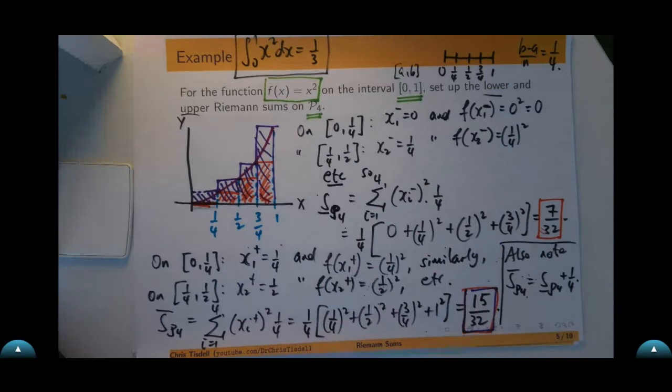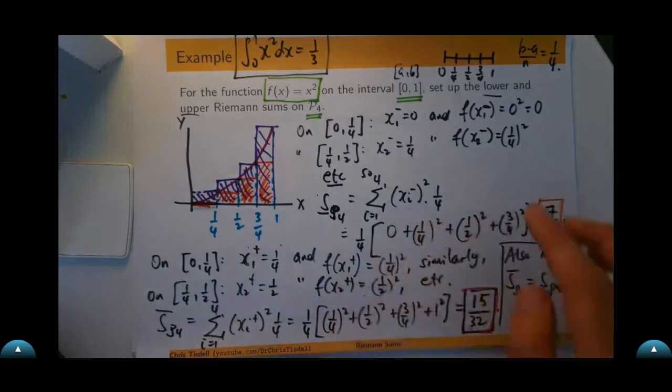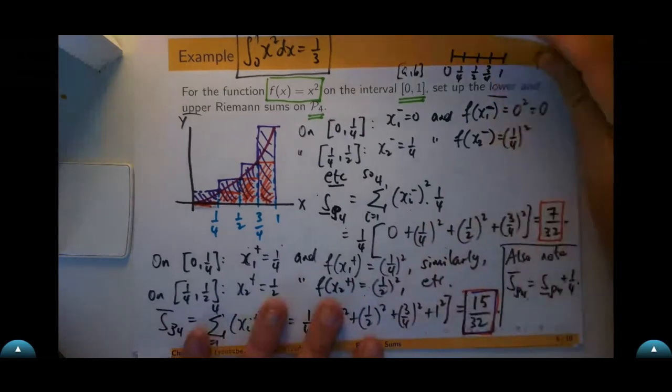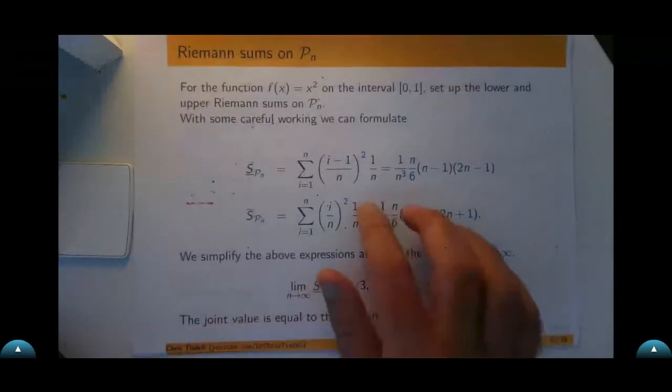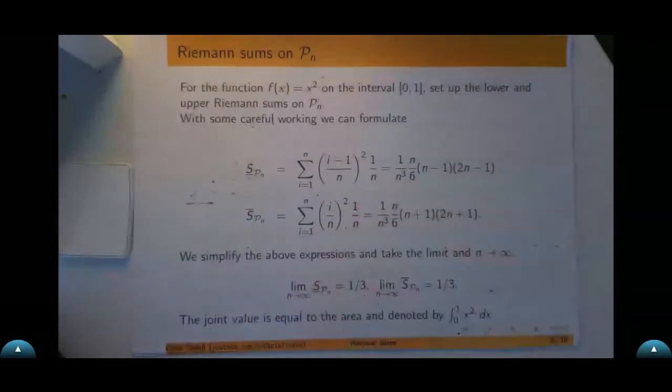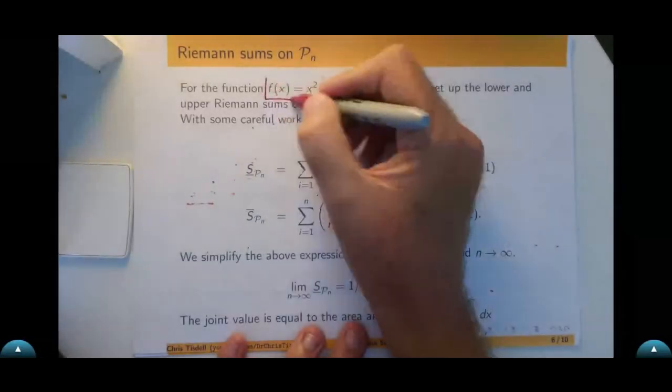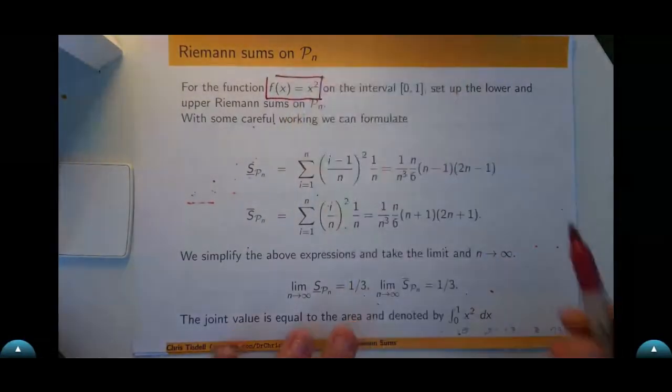Yeah, it is, Abdul Rahman. When you're taking the limit as n goes to infinity, that's exactly what you get. So I'll show you on the next page because there are some really good questions here. So let's go back to our x squared function.